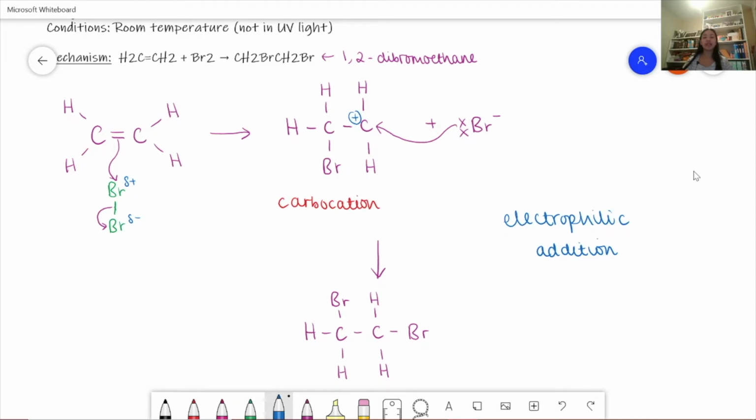And this is because the attacking group is an electrophile. So the electrophile in this case would be the bromine with the partially positive charge in bromine. And it's an addition reaction because we are adding bromine across the double bond.